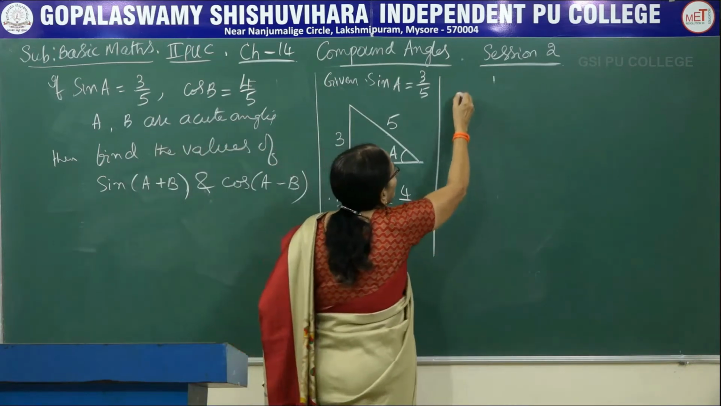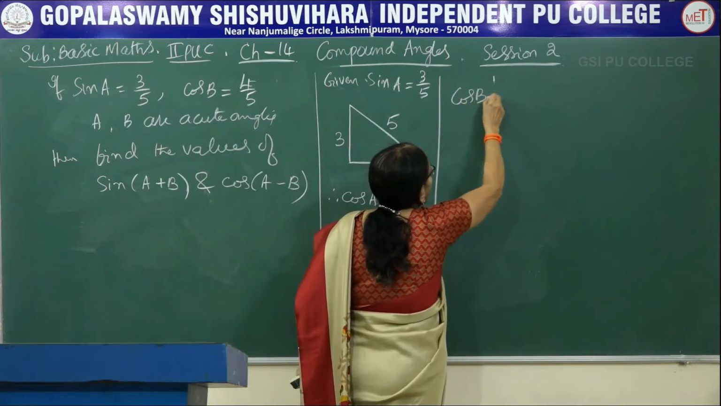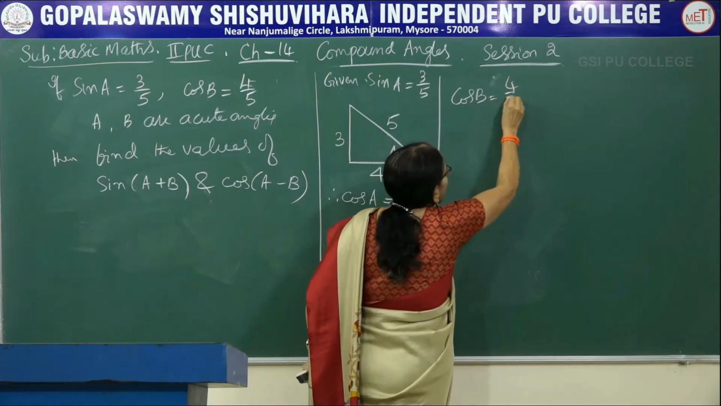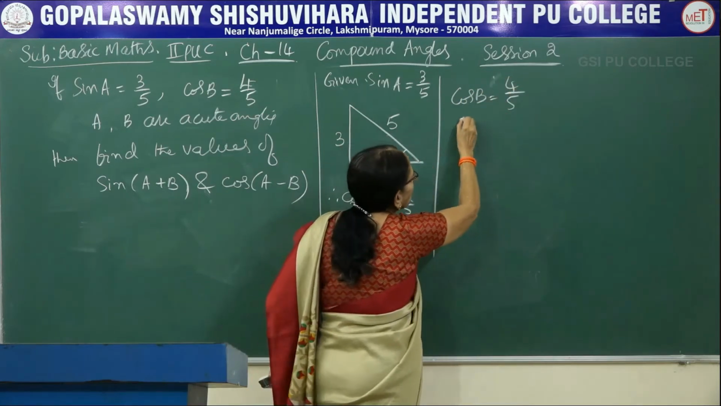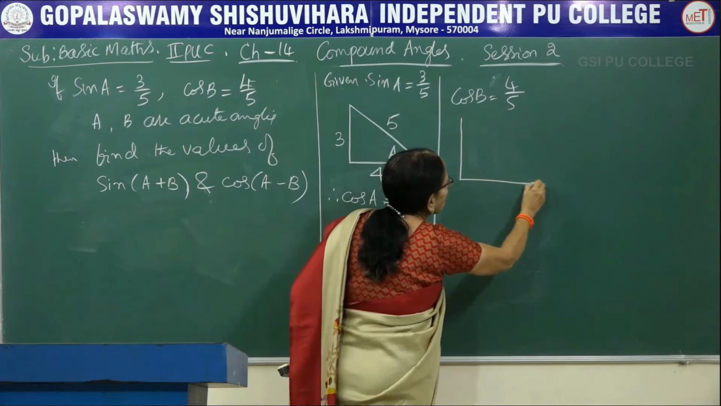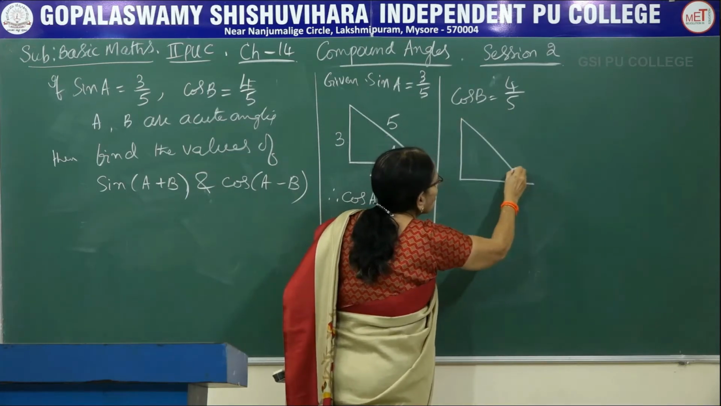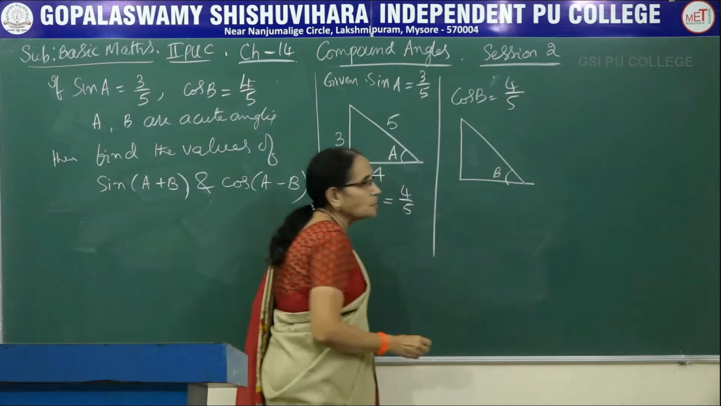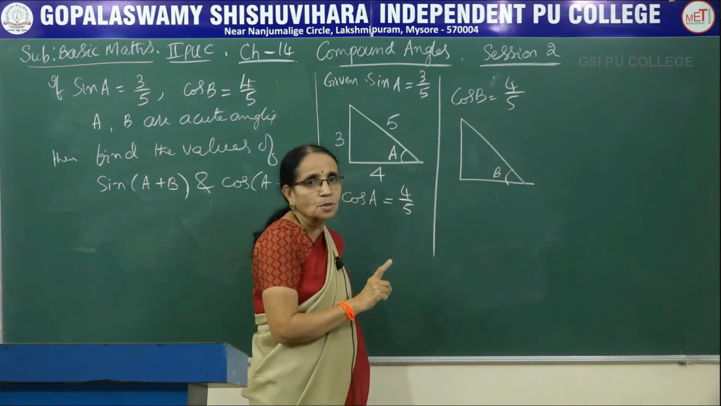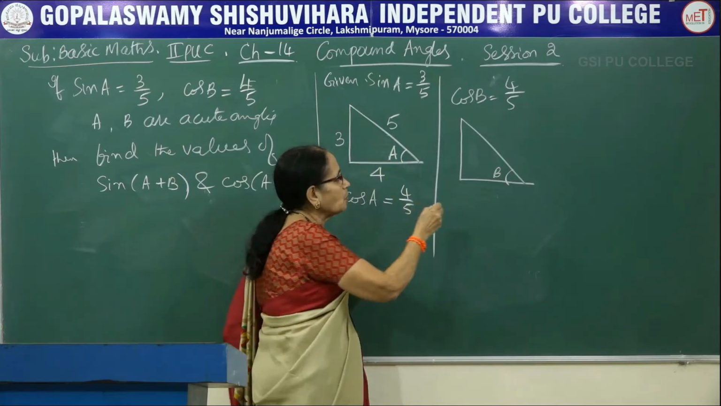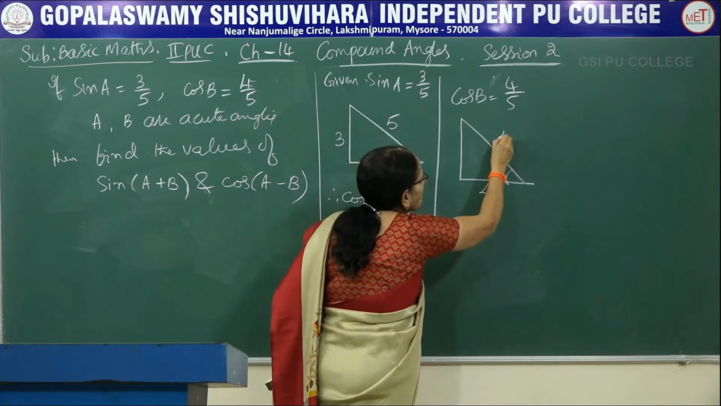Cos B is given to be 4 by 5. Now again you draw another triangle, right angle triangle. Mark this as angle B. Now how do you define cosine? Adjacent over the hypotenuse. So this is 4 and this is 5.